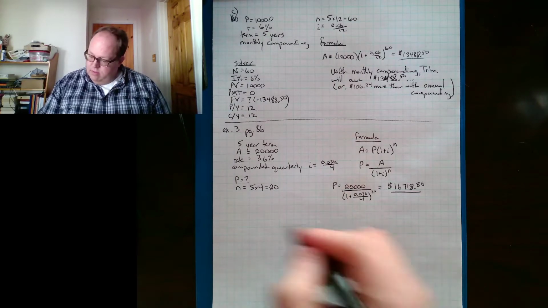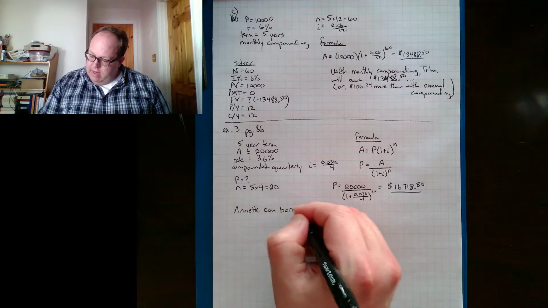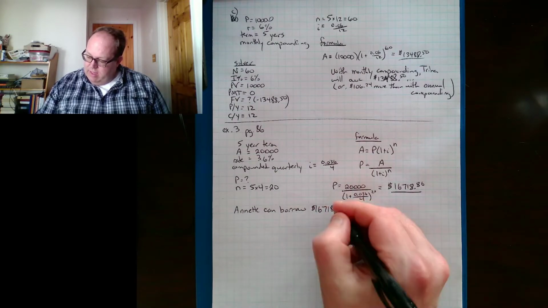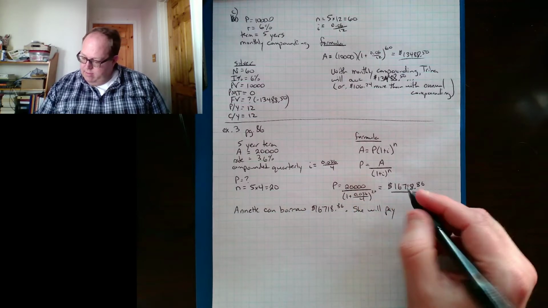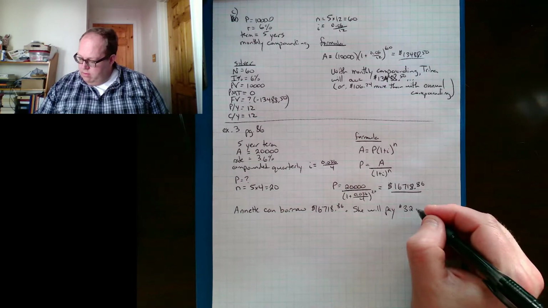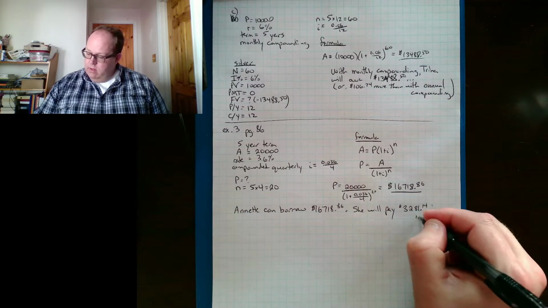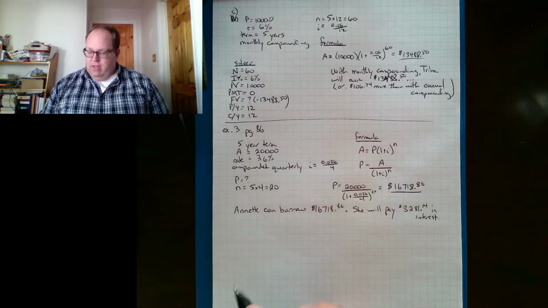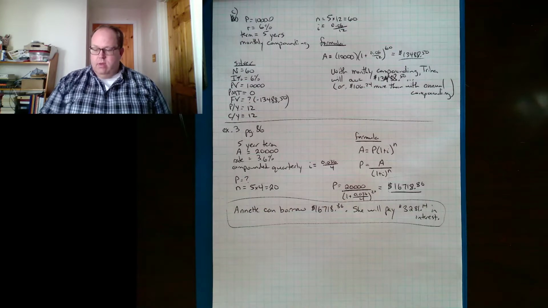So in the statement, Annette can borrow $16,718.86. She will pay $3,281.14 in interest, as that's the difference between what she borrowed and what she'll pay out at the end. Alright.